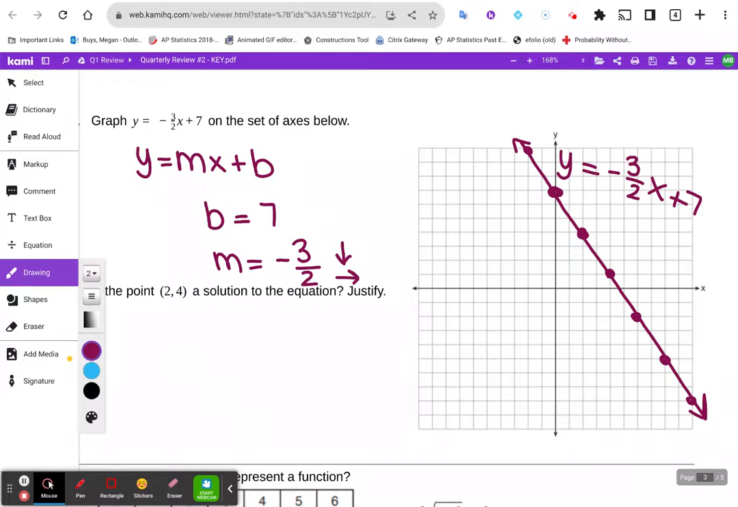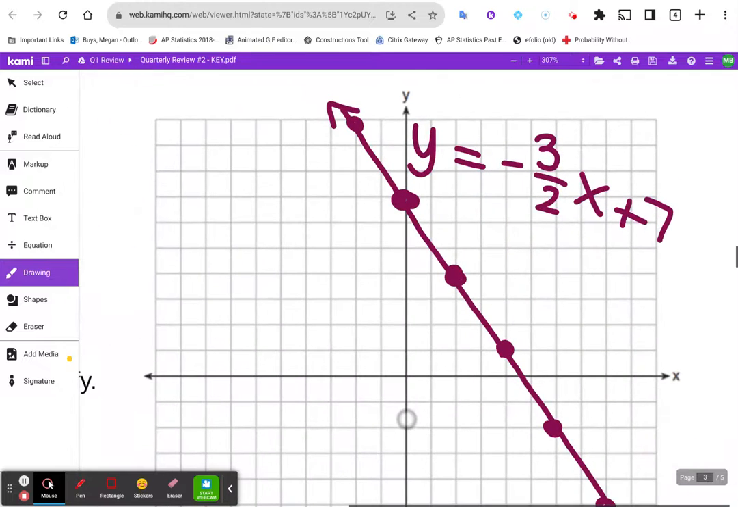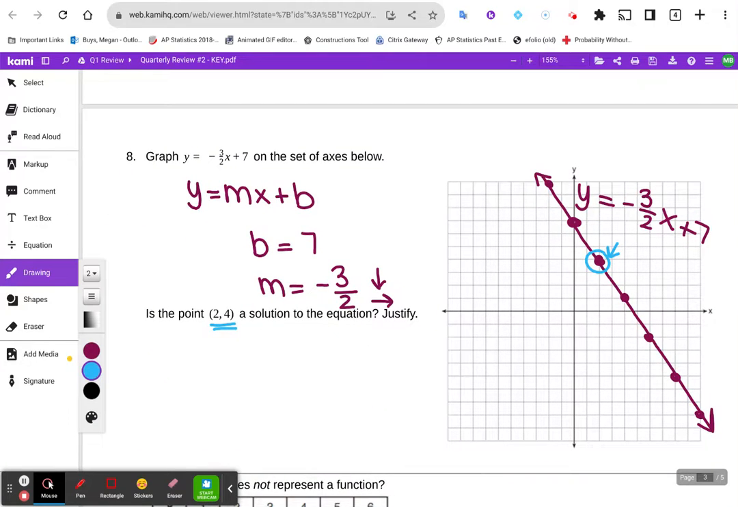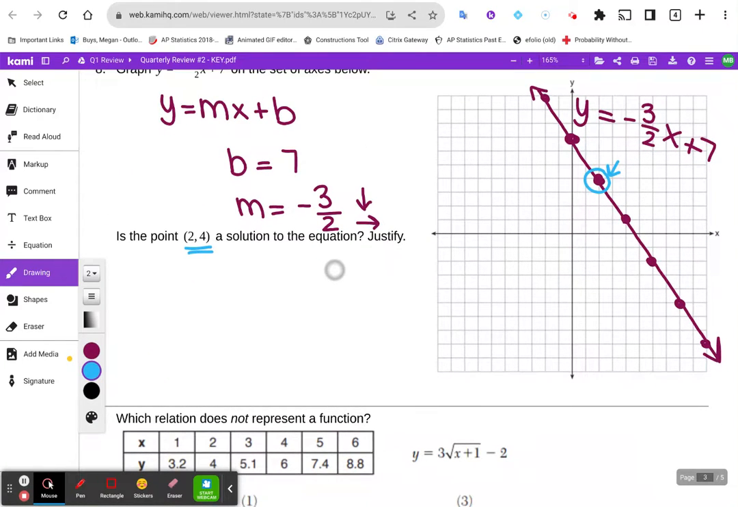Now, the second part can be answered in 2 ways. The first is by seeing where this point is on the graph. So if I look for the point 2, 4, I'm looking at this point right there. The point is on your graph. It is a solution to the equation. So I can say yes, 2, 4 lies on our graph.